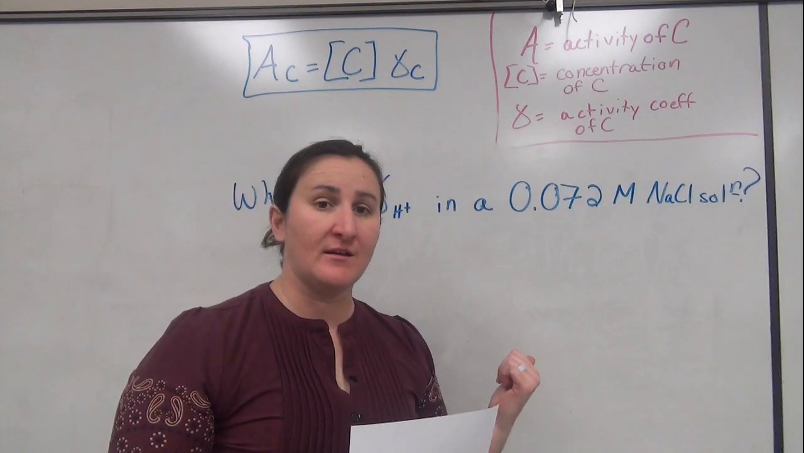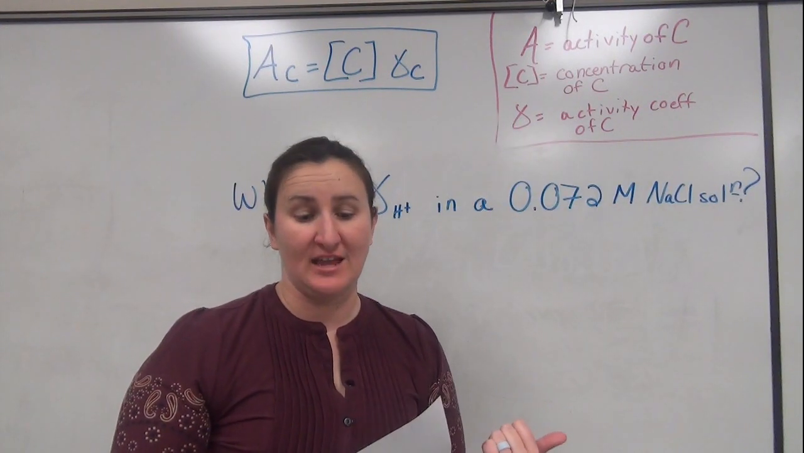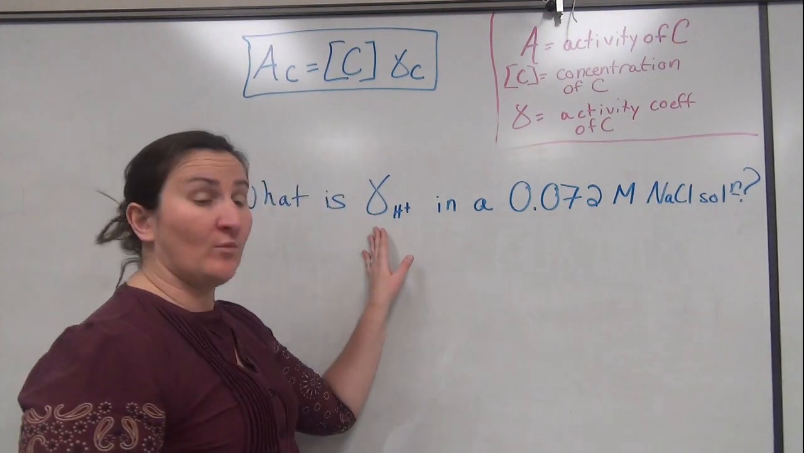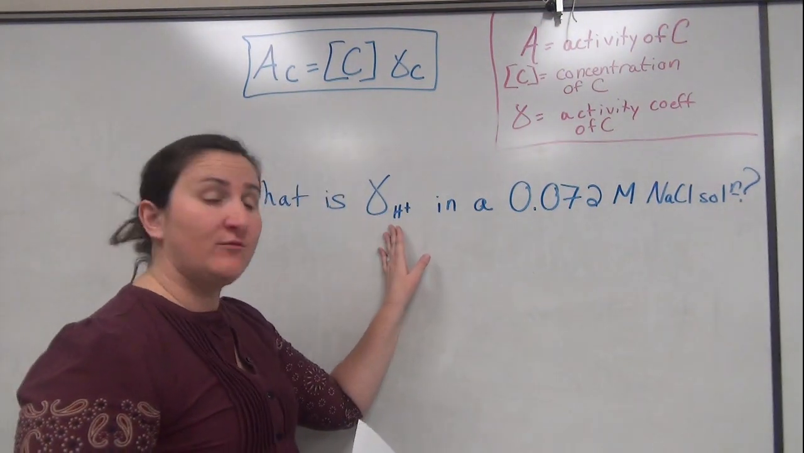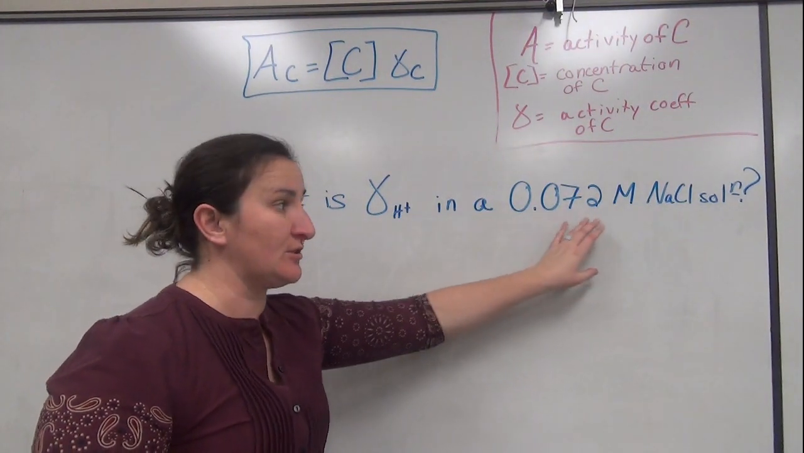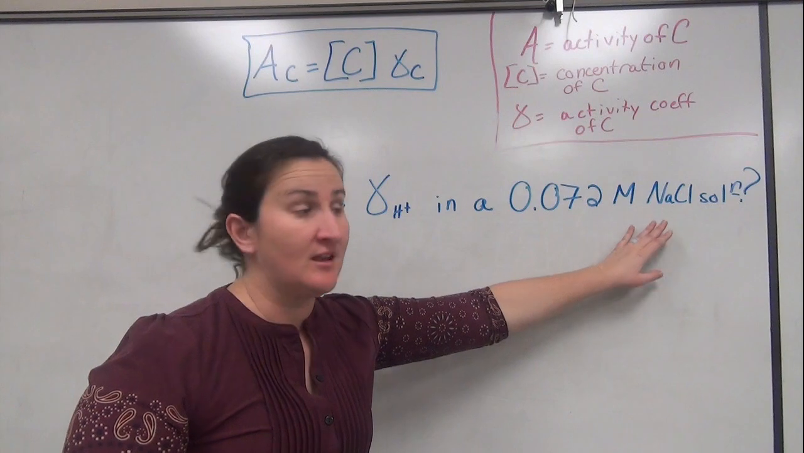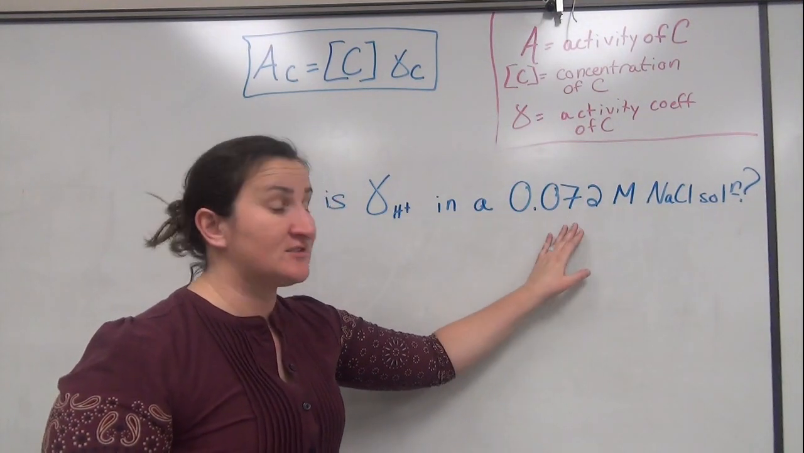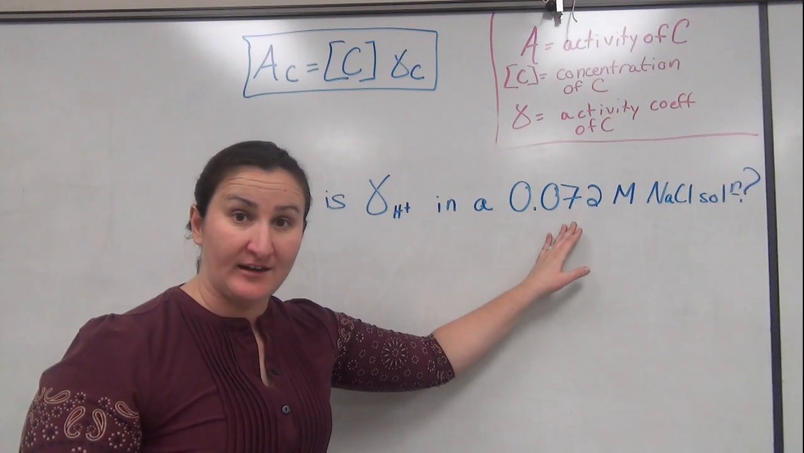Let's try looking up an activity coefficient in the table. To begin with, I want to ask the question: what is my activity coefficient for the hydrogen ion in a 0.072 molar sodium chloride solution? The first thing you should do is figure out the ionic strength. That's why it's so important to know how to calculate ionic strengths.